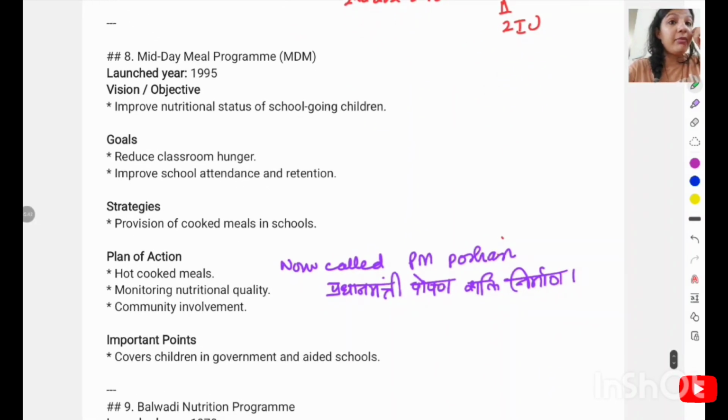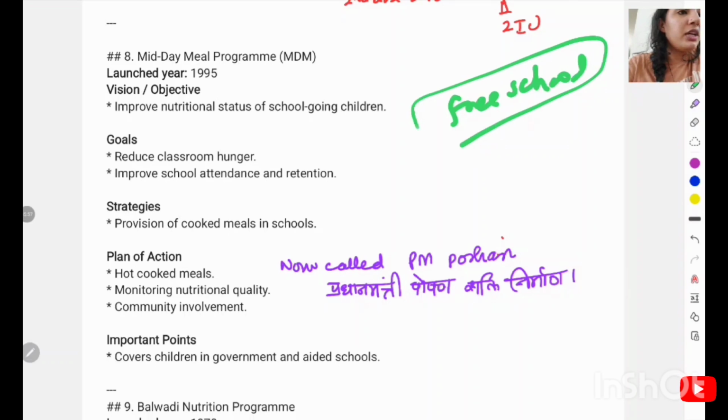Next comes the midday meal program. The midday meal program is one of the programs that our government launched for encouraging the literacy rate, because what they think is, when you give free food in schools, then children will come to eat the food. So that's why attendance improves, the literacy rate will improve, and it was launched in 1995. With that we can also improve the nutritional status of school going children.